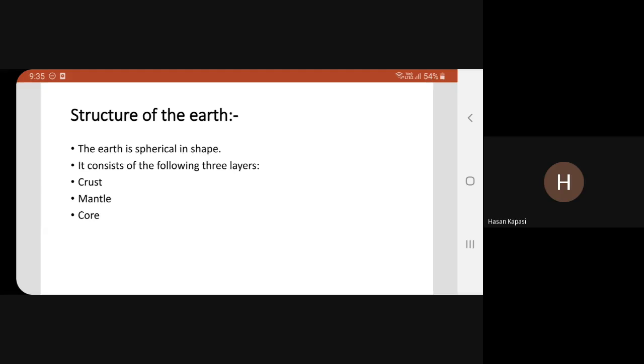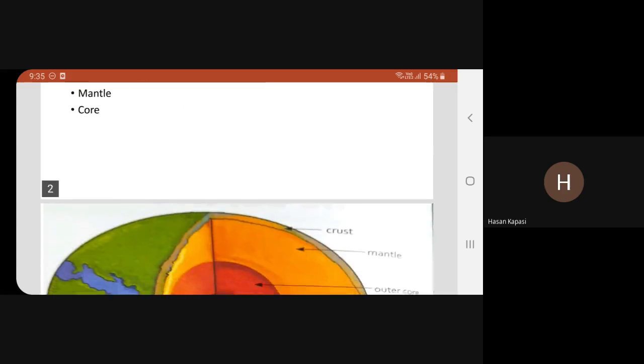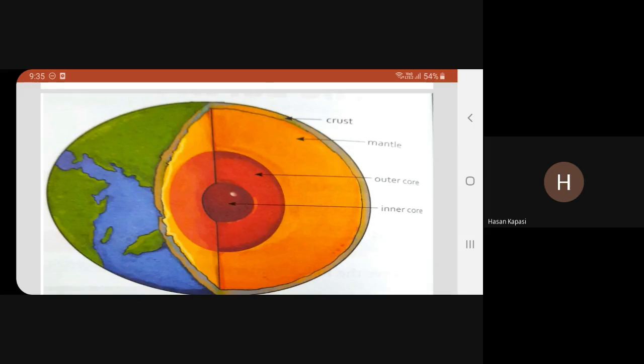Our Earth has three layers. Yes, these three layers' names are crust, mantle, and core. Can you see here the picture of Earth, beta? Yes, ma'am. Okay, it's the picture of our Earth. See how these three different layers look. You can see them in this picture, correct, beta?